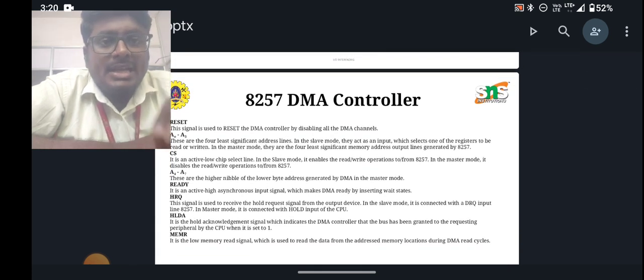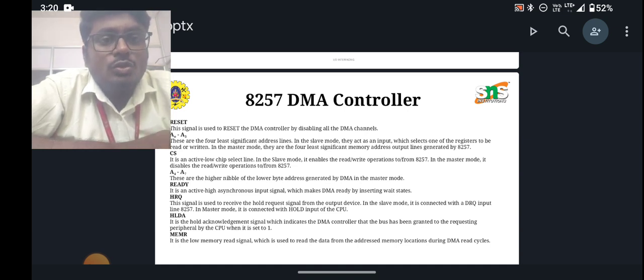CS, chip select. It is an active low chip select line. In the slave mode, it enables the read or write operation to or from the 8257. In the master mode, it disables the read or write operation to or from 8257. A4 to A7. These are the higher nibble of the lower byte address generated by the DMA in the master mode. Ready. It is an active high synchronous input signal which makes the DMA ready by inserting wait states.